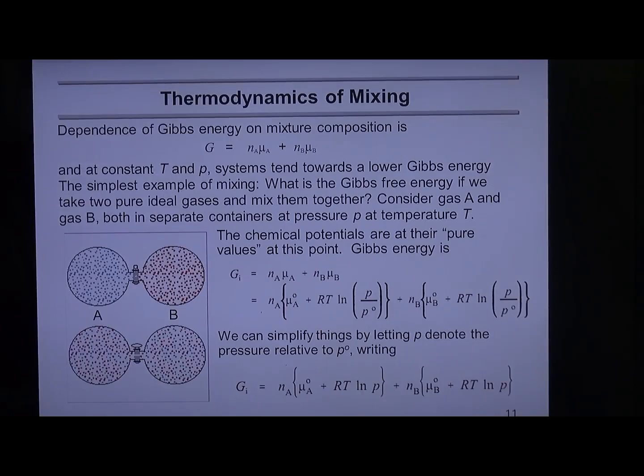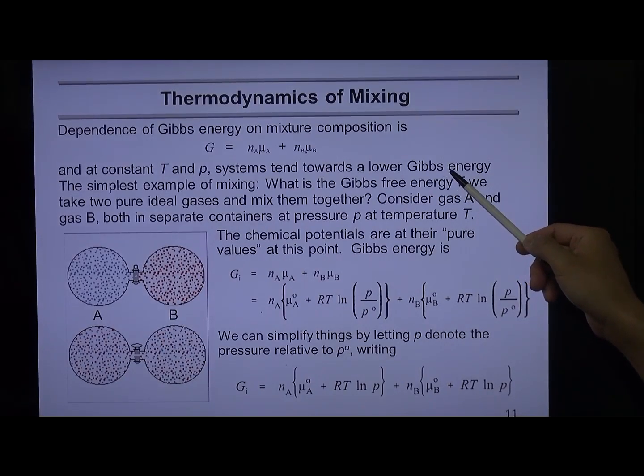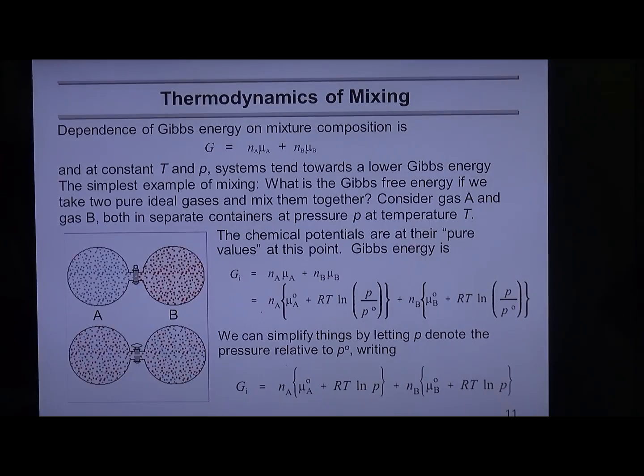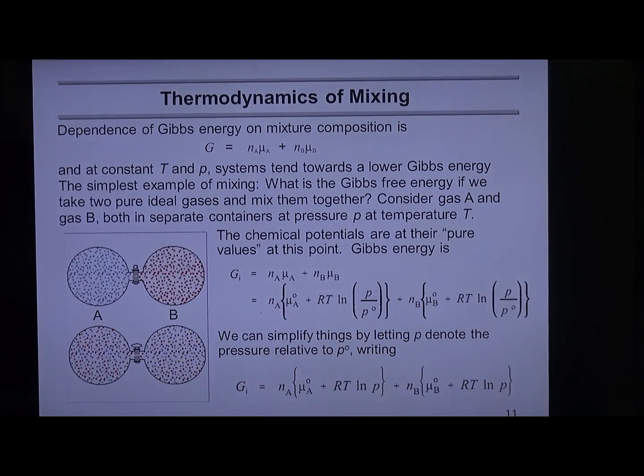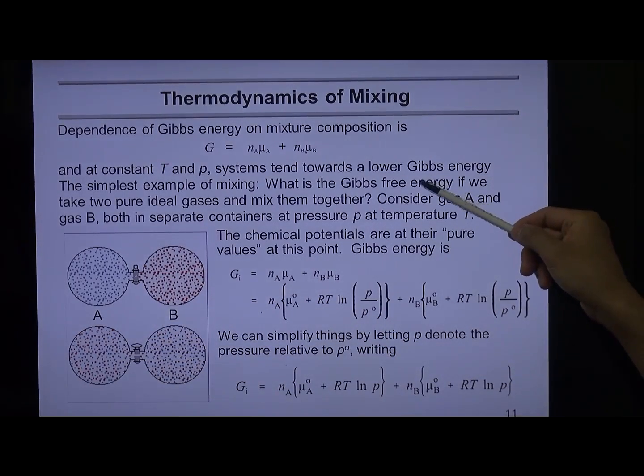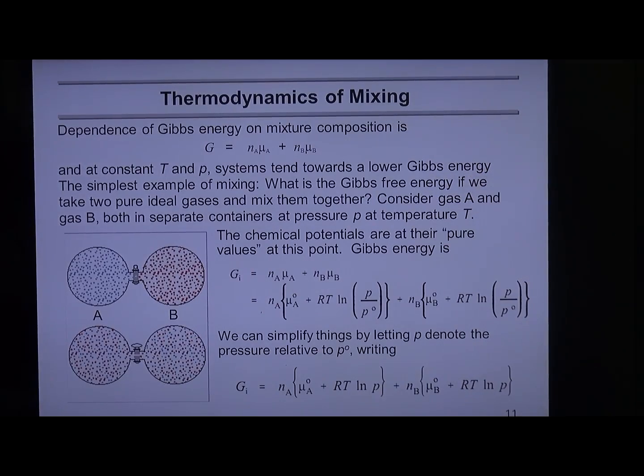How about mixing two different gases? If we mix two different gases, would Gibbs energy decrease? You can imagine it, because mixing two different gases is a spontaneous process. If we mix two different gases, A and B, they will spontaneously mix together, right? So we can imagine that the Gibbs free energy change upon mixing two different non-reacting gases would be negative. Let's check if that's true.